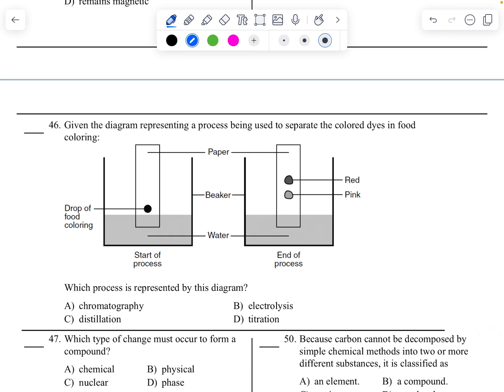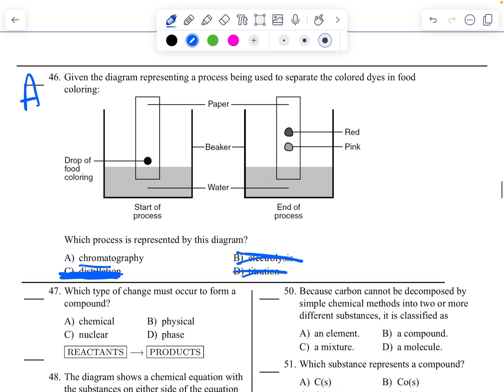And G, here it is again. Okay, so what is going on here? So we have a drop of food coloring and water, and then after a while, it looks like we have separating out of the colors. So that is what we call chromatography. The root here, chroma, means colors. We've just spent 2 questions talking about what distillation is. That's the separation of liquids based on boiling point. Titration is a process by which acids and bases come together to neutralize. That's not this. And electrolysis has to do with a battery or something, so that's not it.